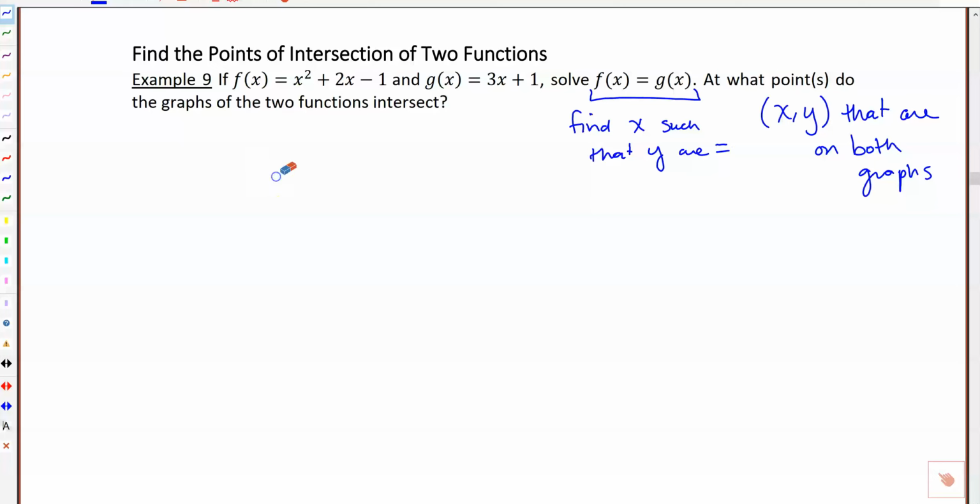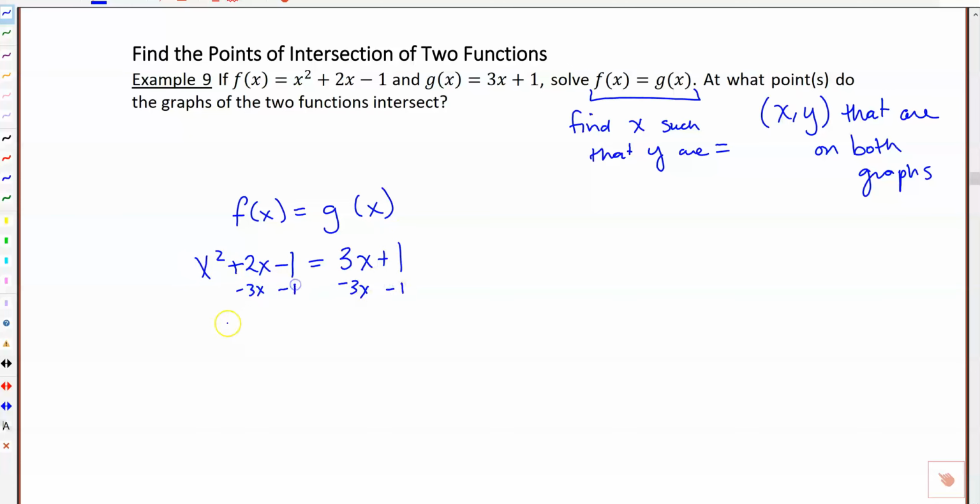So we're going to take their hint, and we are going to let f of x equal g of x, and we're going to solve that. f of x is equivalent to x squared plus 2x minus 1, and g of x is equivalent to 3x plus 1. So I need to solve that. This is going to be a quadratic, so let's get one side equal to 0. I'm going to move all these terms to the other side, so I get x squared minus x minus 2 is equal to 0.